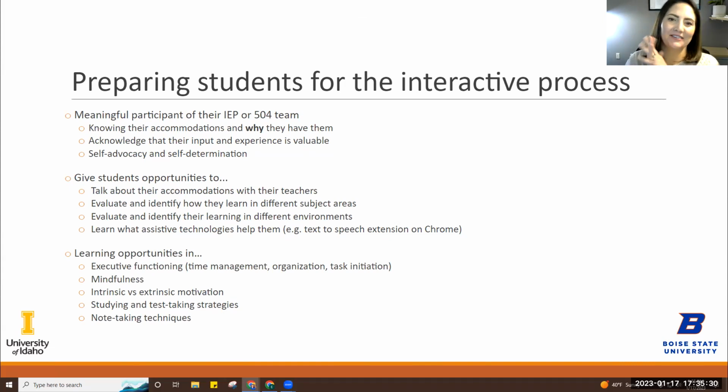All right, preparing students for the interactive process. Things that you can do now if you are working with students is just ensuring that they're meaningful participants in their IEP or 504 team. Something that I saw this year that I thought was really awesome, and I hadn't seen it in my previous state, is that I've been attending some IEPs locally, and they're having seniors present at their IEPs, their own transition plans, and talking about their goals.